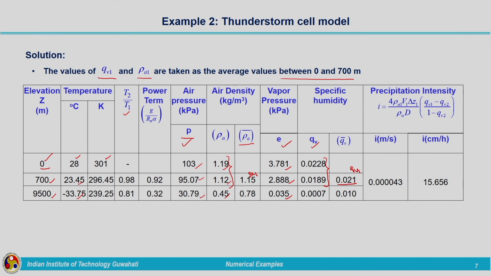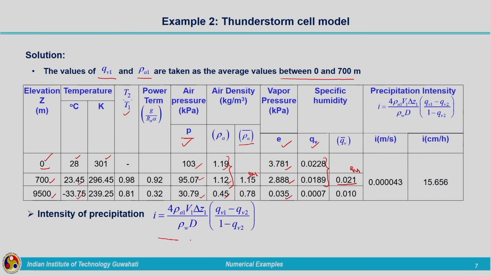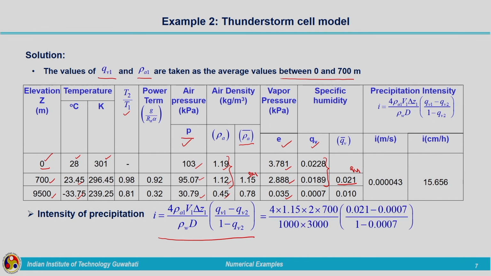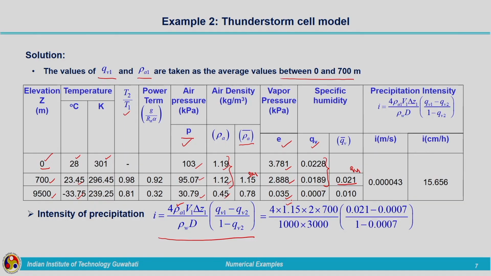QV1 is calculated to be 0.021. Now, we need to calculate the intensity in meters per second. We are going to substitute in this particular expression, the intensity of precipitation, the corresponding values. Rho A1 is taken as 1.15, obtained by averaging the values at the ground level and at the cloud base. For the uplift region, we have only one elevation, 9500 meters, and that value is considered. V1, the wind velocity, is given as 2 meters per second, and delta Z1 is 700 meters.